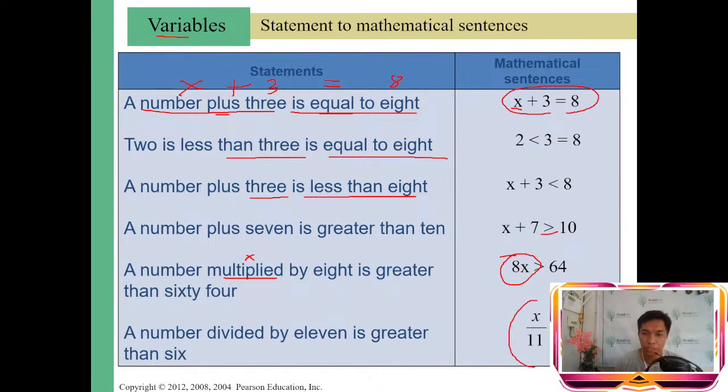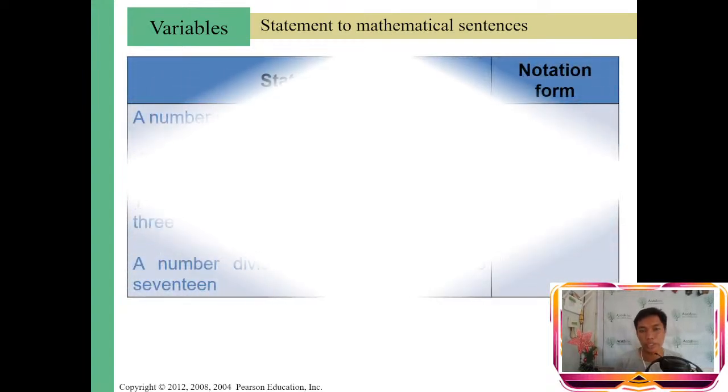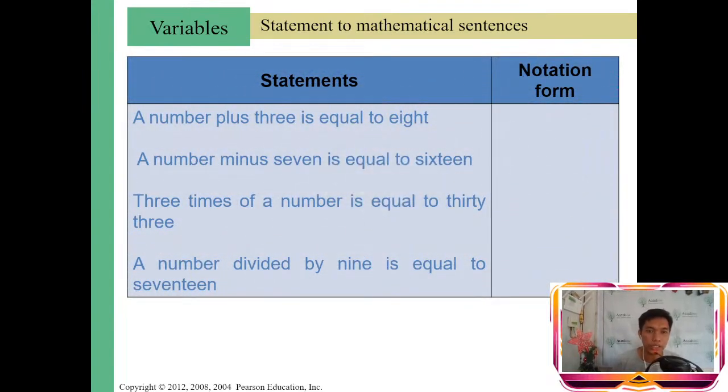Please take note of this one. Remember those things. It's very simple to do that. Now let's have another one here. A number plus 3 is equal to 8. That one. A number minus 7 is equal to 16.